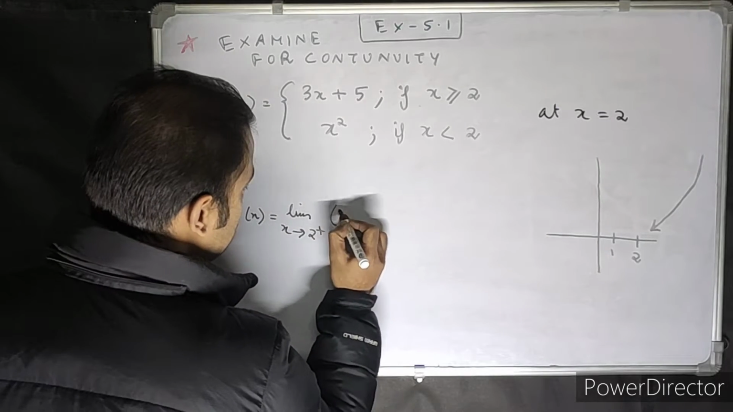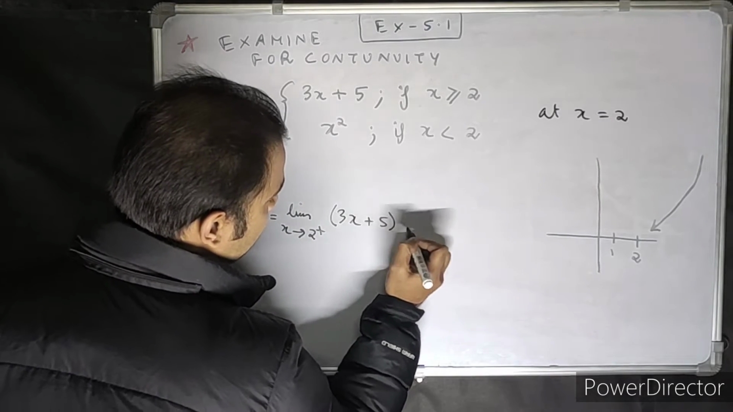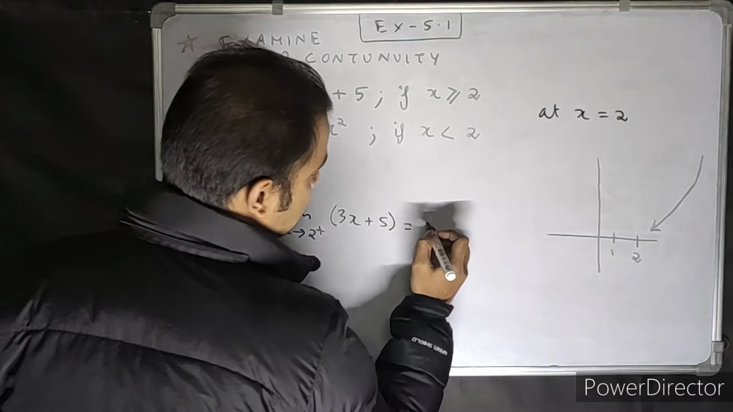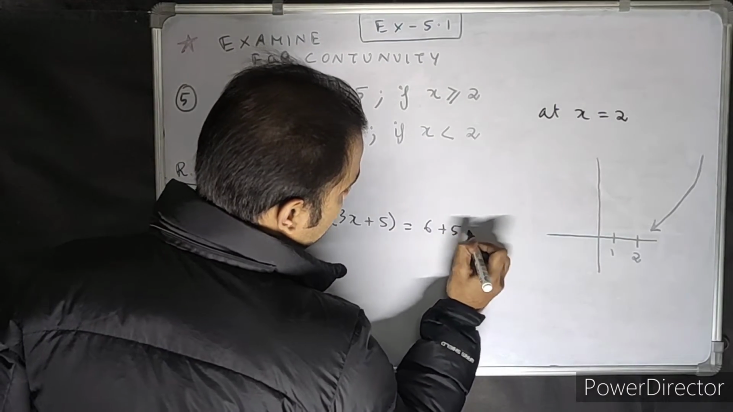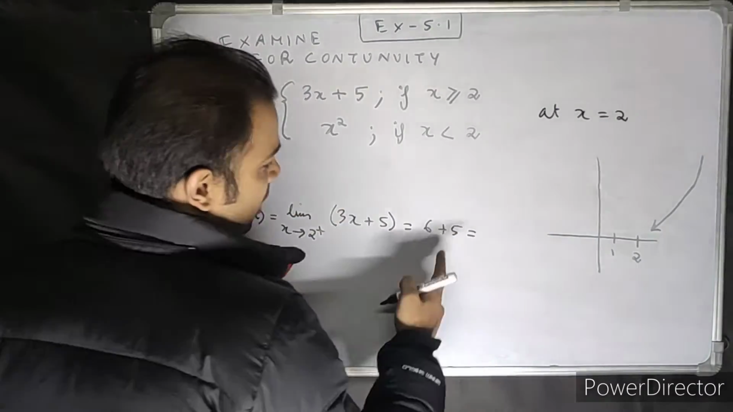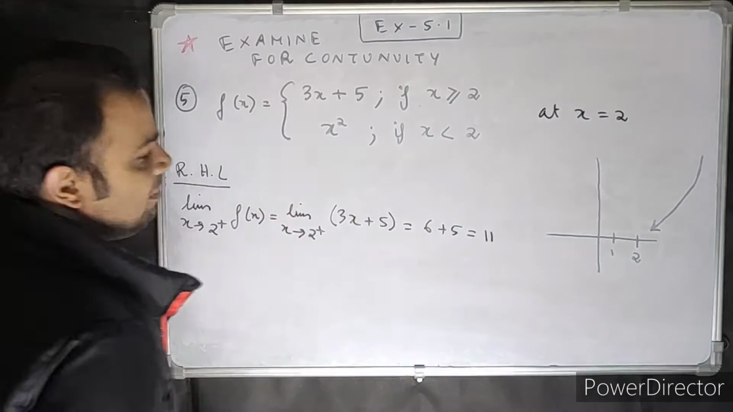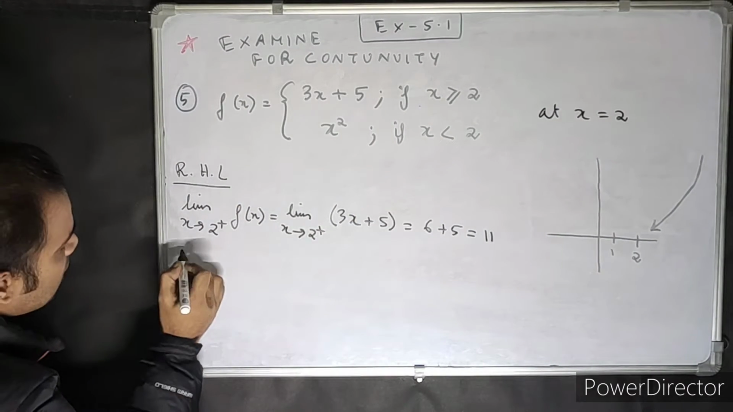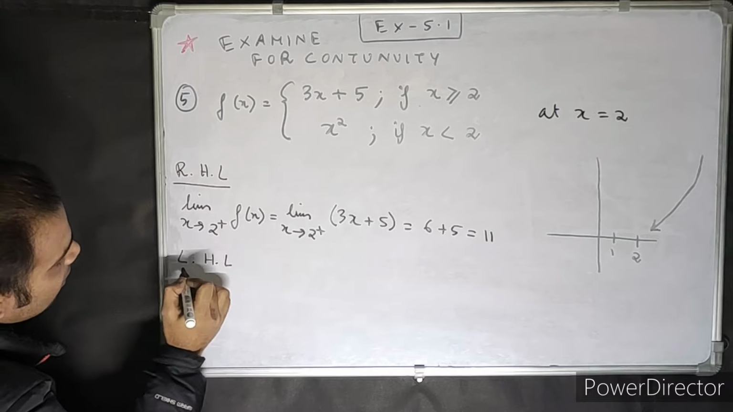So greater than 2, that is 3x plus 5. Put the 2 over here. 3 2s are 6 plus 5, that is 11. Now let's start with the LHL, left hand limit.